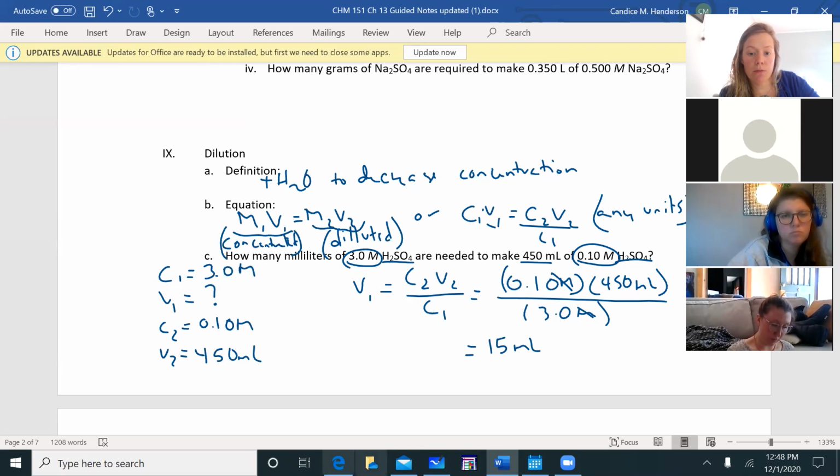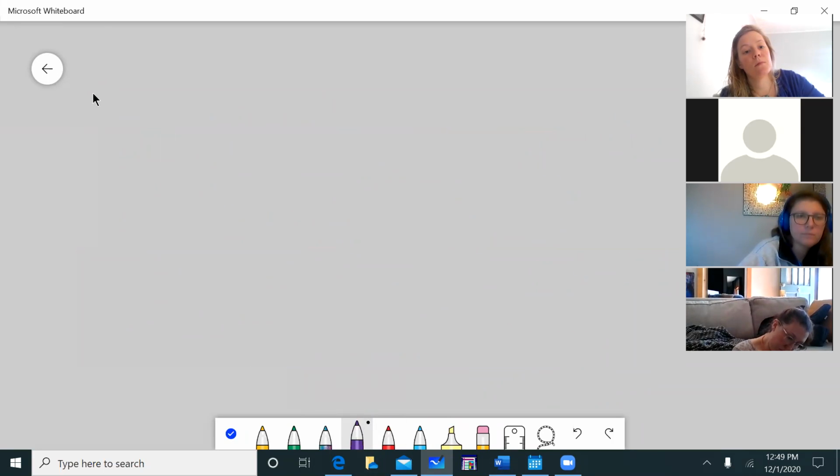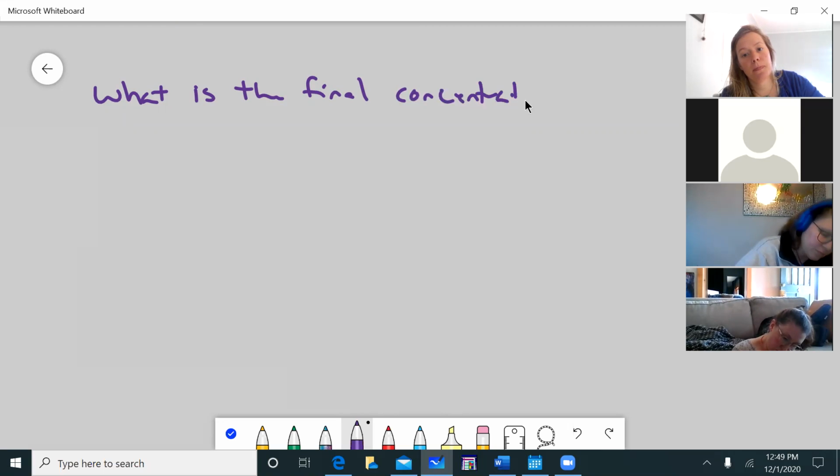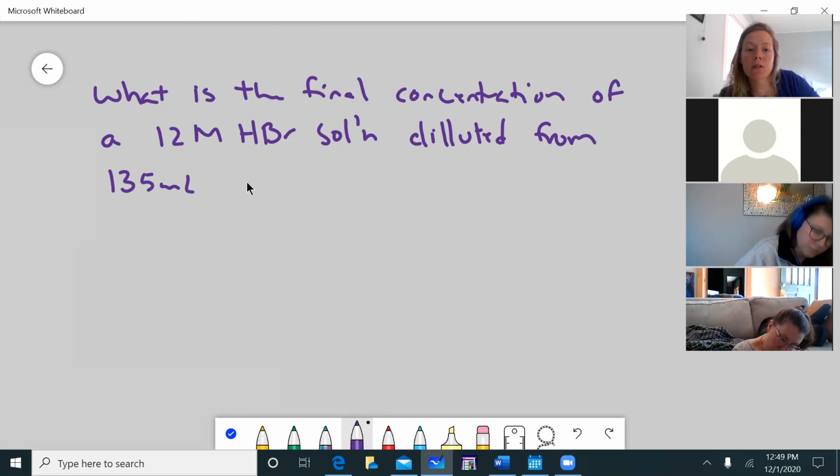So let's run through one of these. I'll have you guys run through one. Let's say, what is the final concentration of a 12 molar HBr solution diluted from 135 milliliters to 480 milliliters?